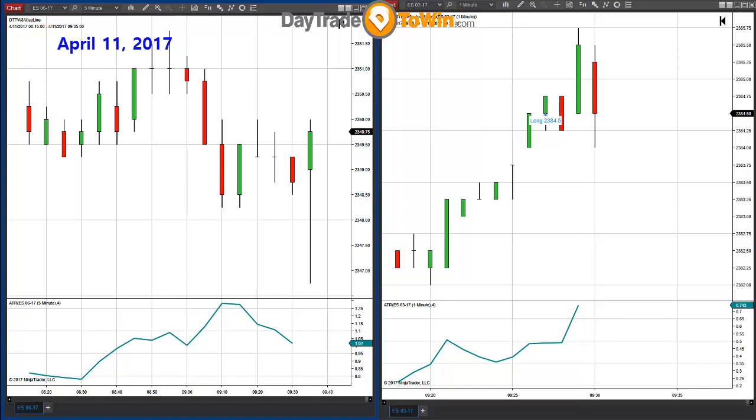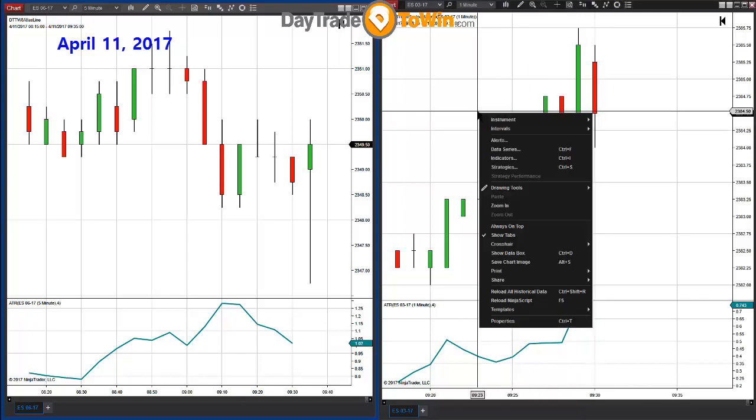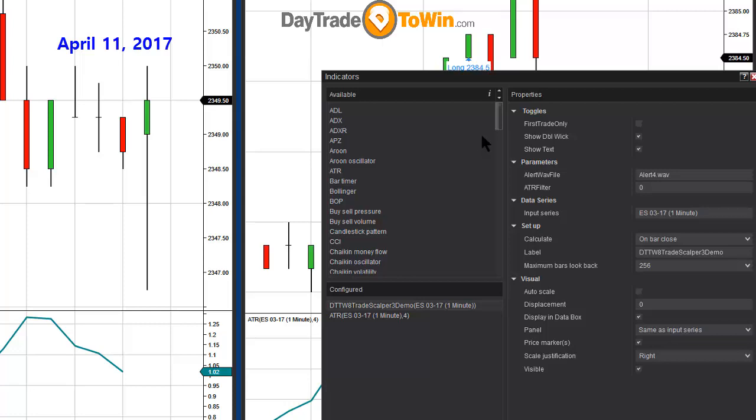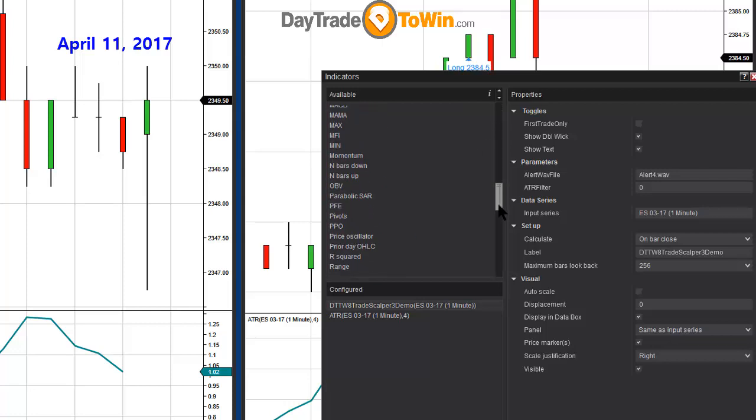So I have here on the right chart the trade scalper, and I have here on the left chart the Atlas line. Now when you add an indicator to NinjaTrader 8, it's very simple and similar. I actually changed my chart from looking black. I like the white feature here, but if you want, you can have it any color you want. Right click here on the chart and you choose indicators. And then here in this left menu, just like NinjaTrader 7, you have all your indicators.